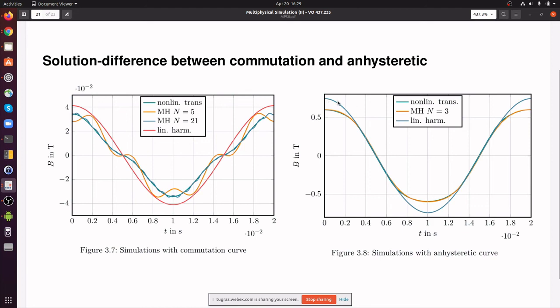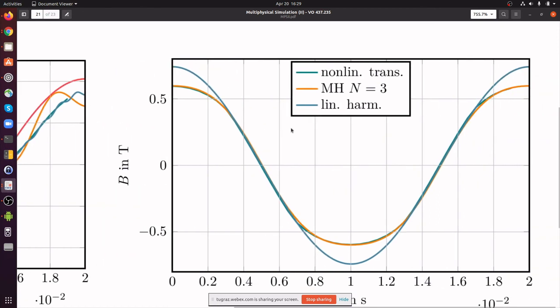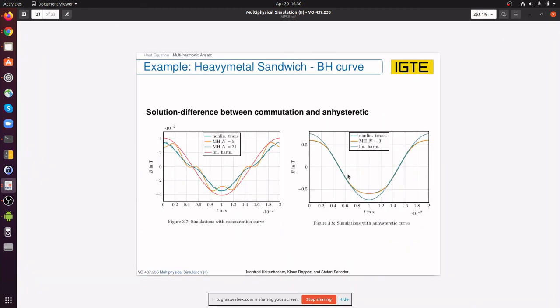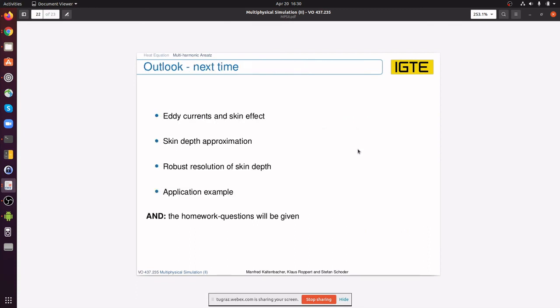And with the large amplitude, the colors are a bit misleading. The darker blue curve here is simply a linear simulation for reference, to see that there is actually a flattening of the B, which means that's the saturation region. Okay, so always take care that you're using the correct material model. Yeah, okay, not so bad in time.